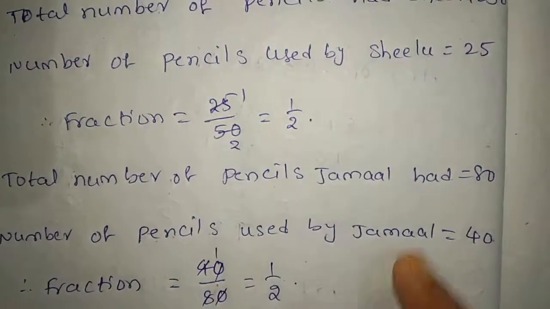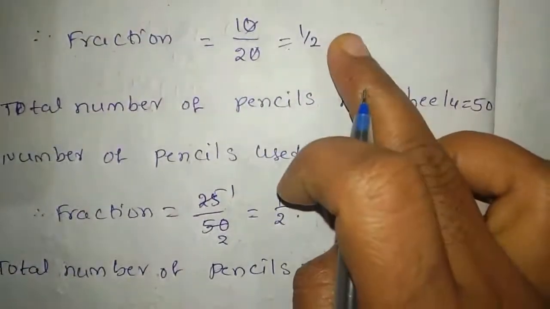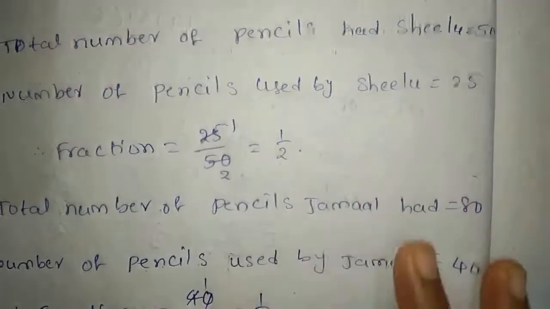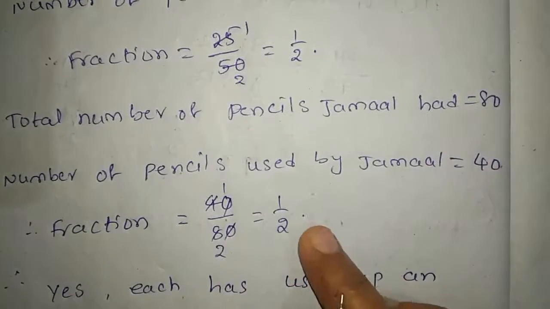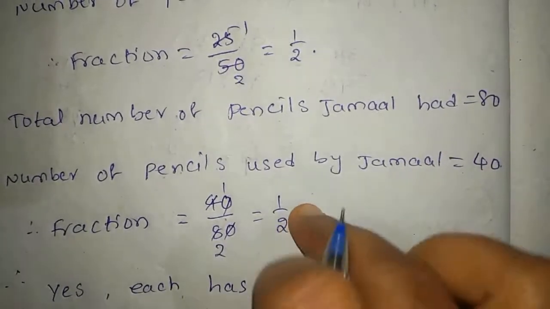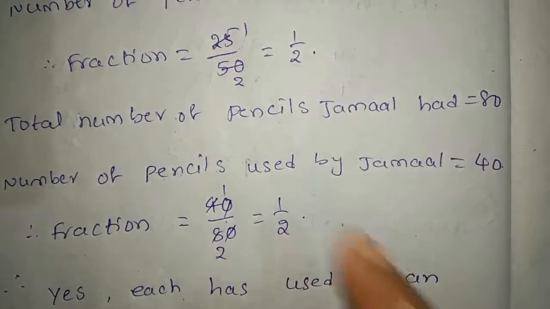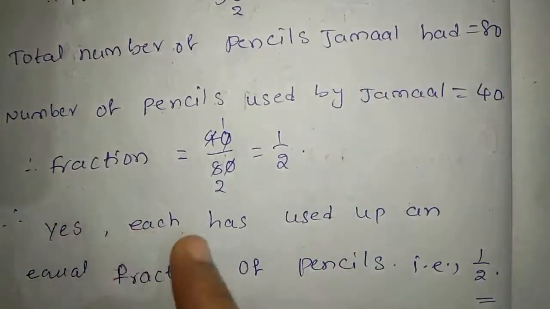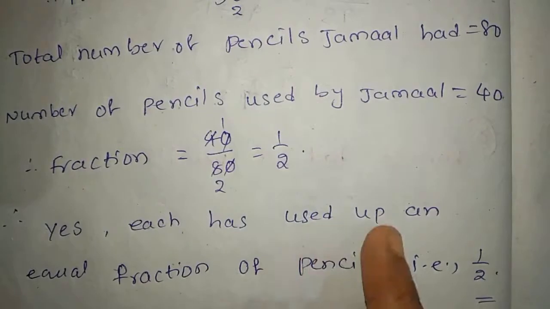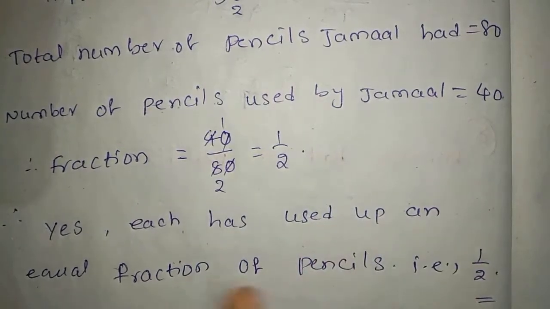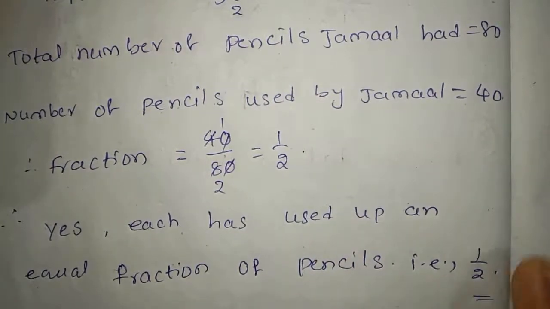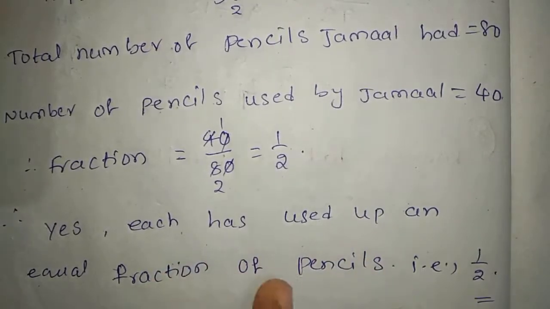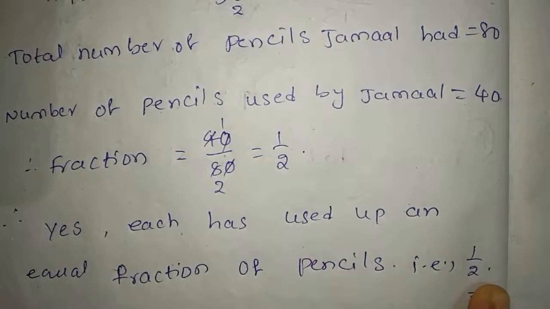Here we observe the required fraction: Ramesh 1 by 2, Sheelu also 1 by 2, and Jamal also 1 by 2. So are these equivalent fractions? Yes, these are equivalent fractions. Yes, each has used up an equal fraction of pencils, that is 1 by 2.